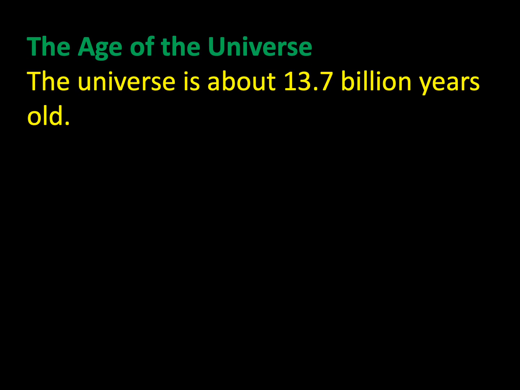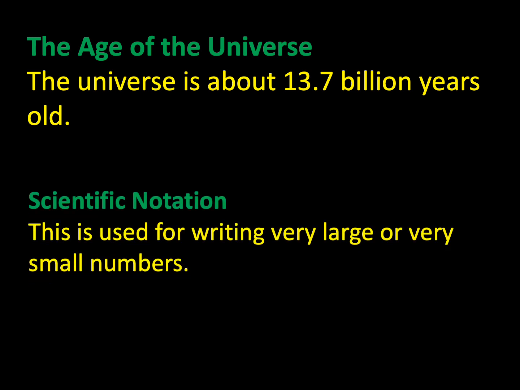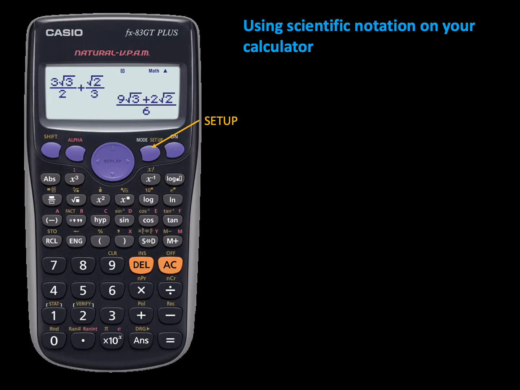So, the age of the universe, we believe, is about 13.7 billion years old. We use scientific notation to write numbers like this, and that's an important part of this course. In order to handle scientific notation, you need to be able to use your calculator in scientific mode. So whenever you're using it in physics, set it up to be in scientific mode, and here is how you do it.